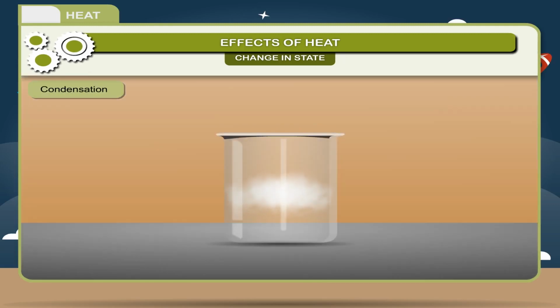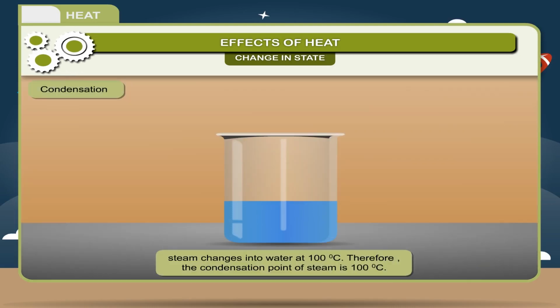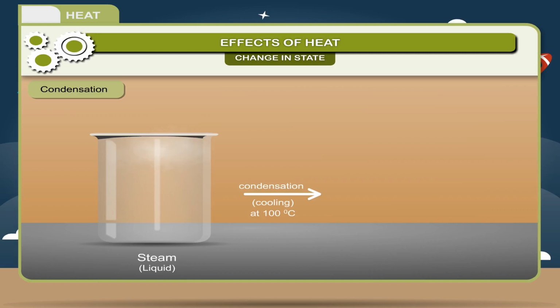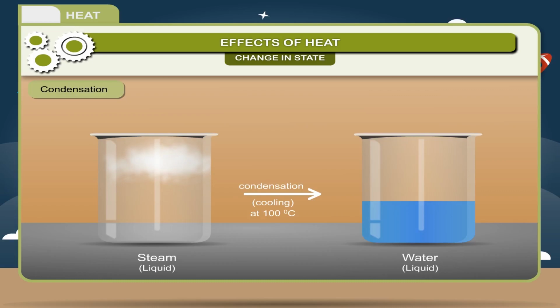Condensation. The process in which a substance in its vapor or gaseous state changes into liquid state at constant temperature by releasing heat is called condensation. The temperature at which condensation occurs is called condensation point. For example, steam changes into water at 100 degrees Celsius. Therefore, the condensation point of steam is 100 degrees Celsius. Steam, gas, condensation, cooling at 100 degrees Celsius gives rise to water, liquid.